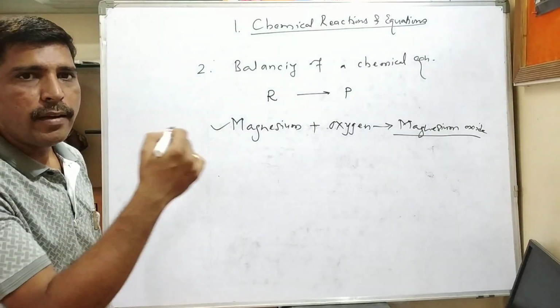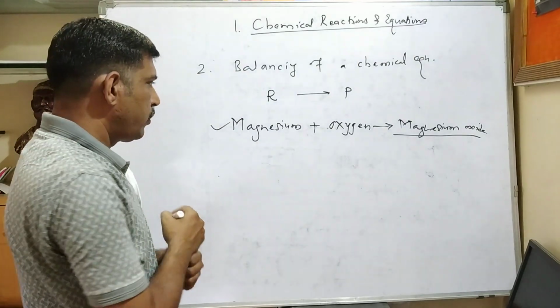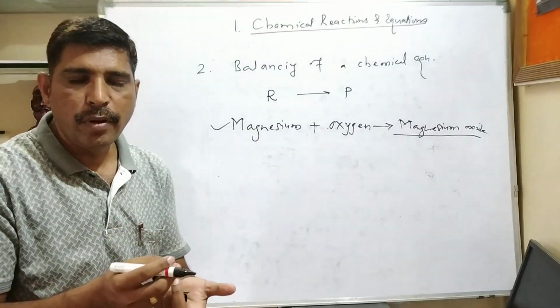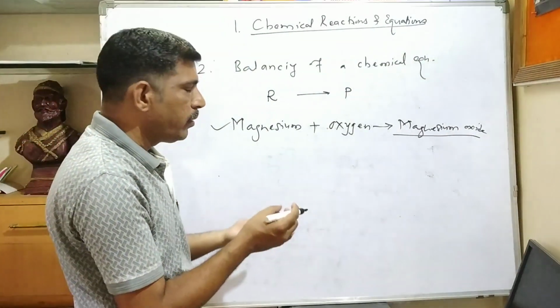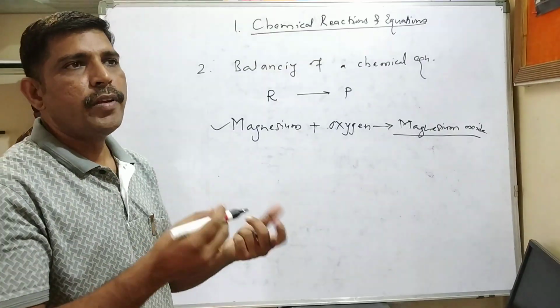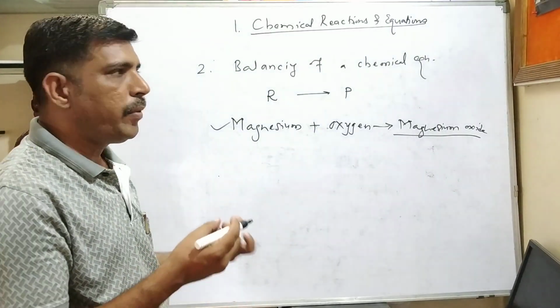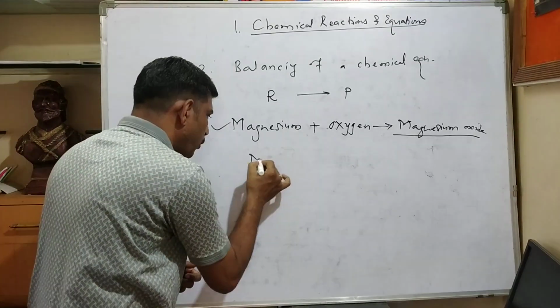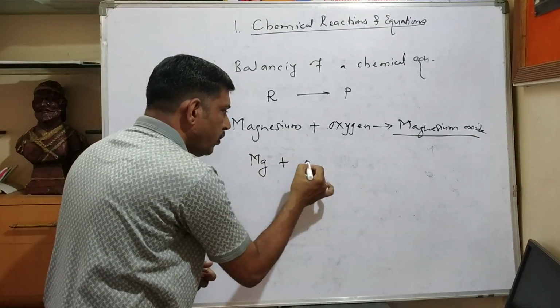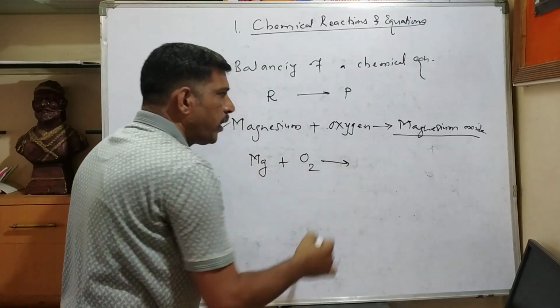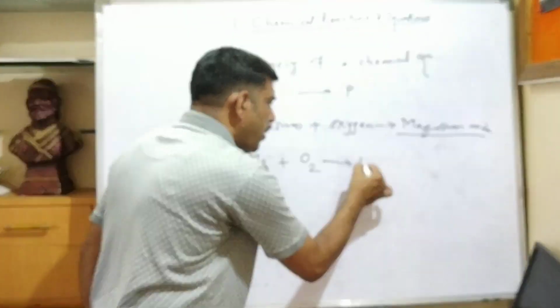Now I am going to write the formula equation. In that formula equation we write the symbols if elements are used, or we write the chemical formula of a chemical compound. So for magnesium, the symbol is Mg. Oxygen we generally write as O2, and we get magnesium oxide, that is MgO.